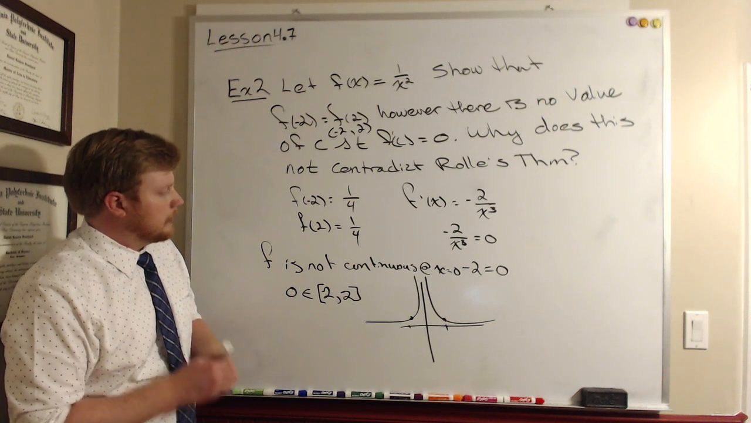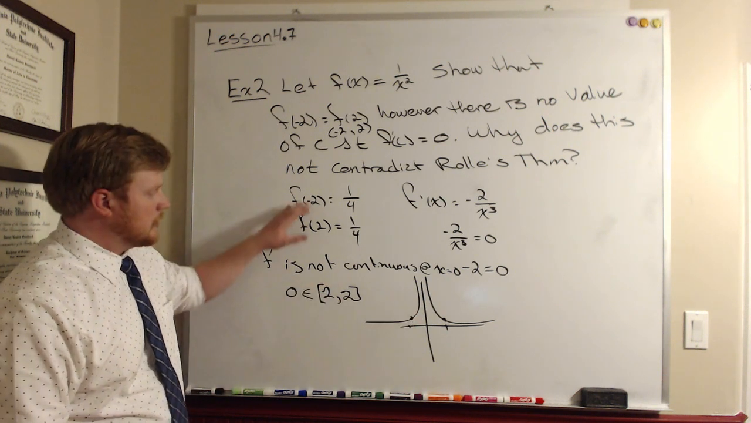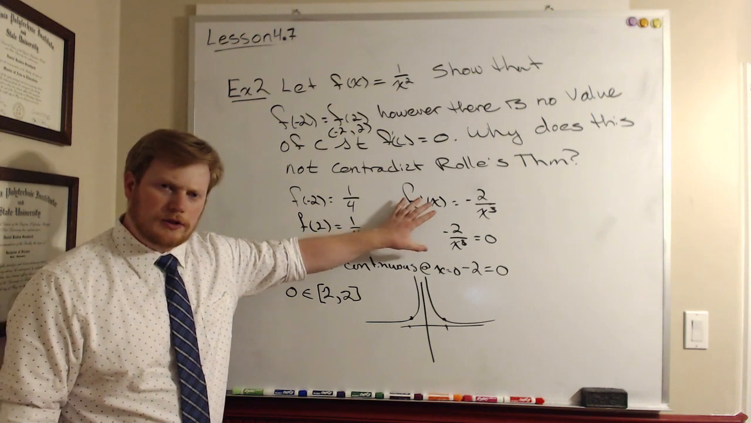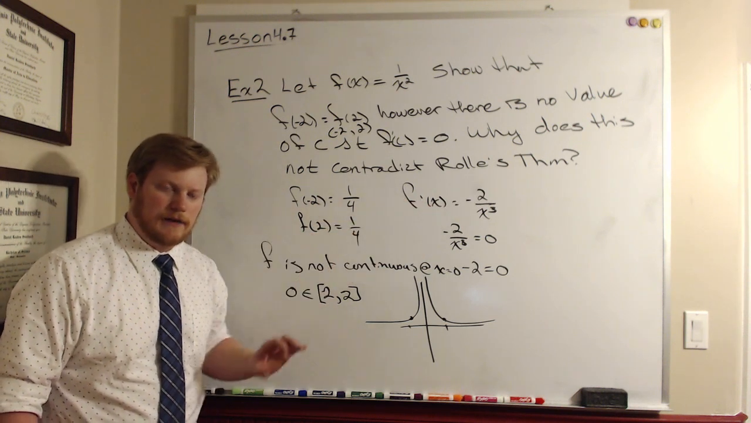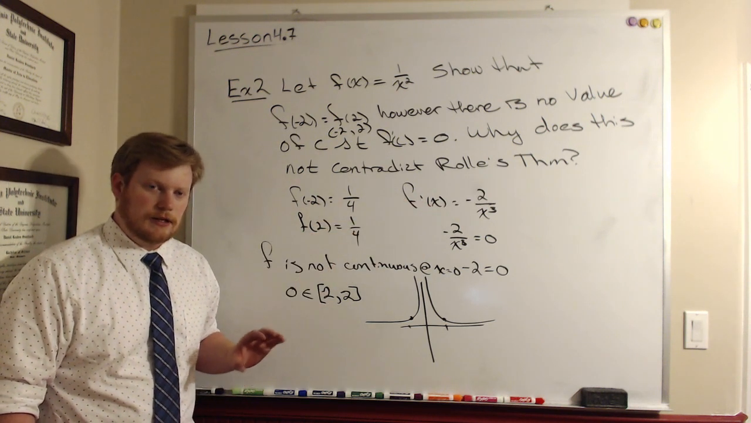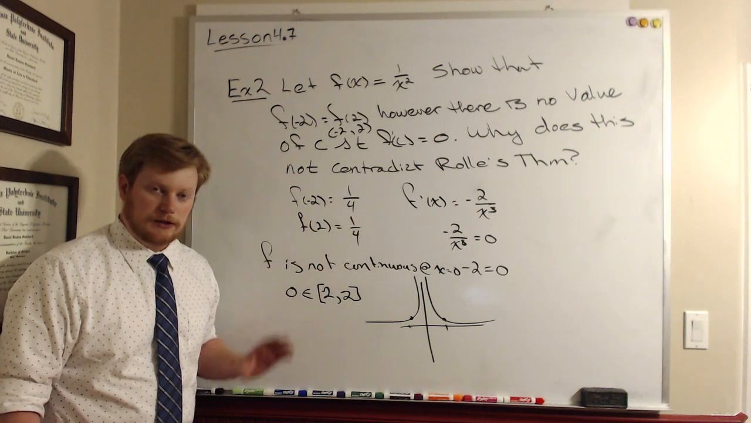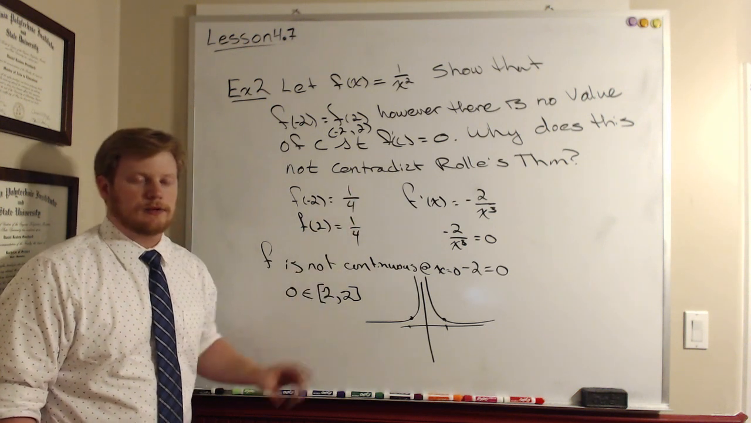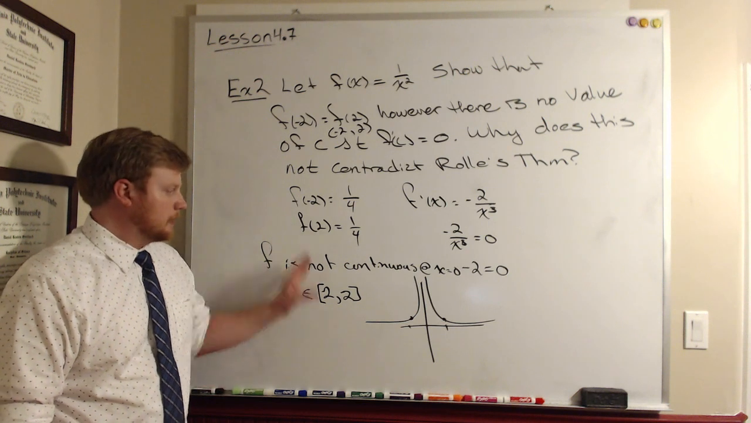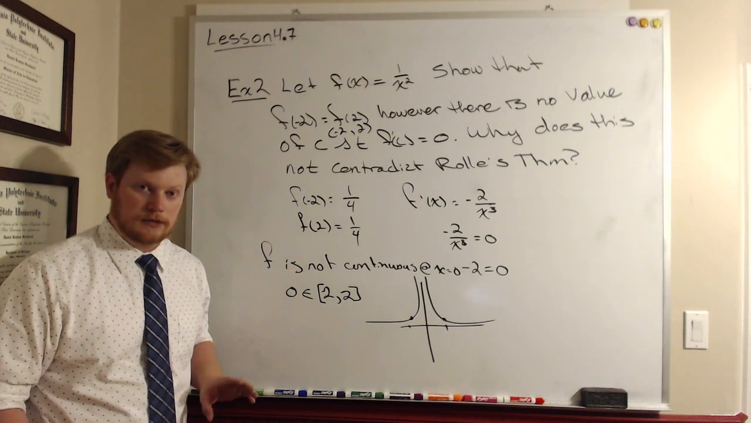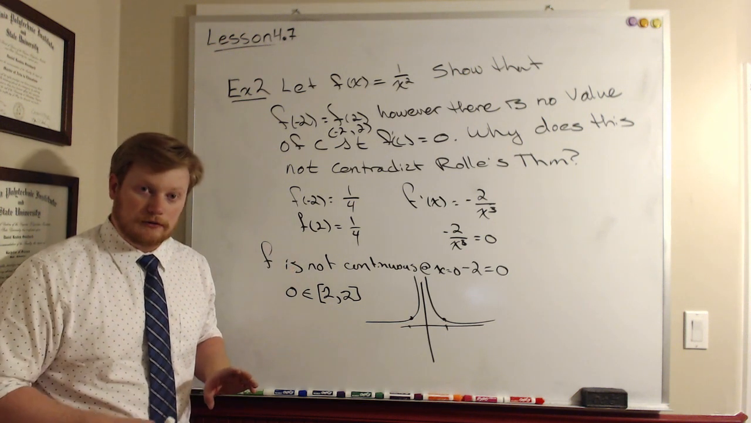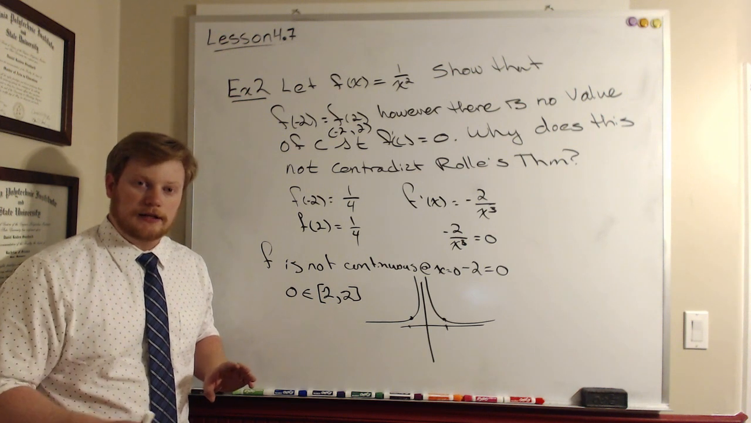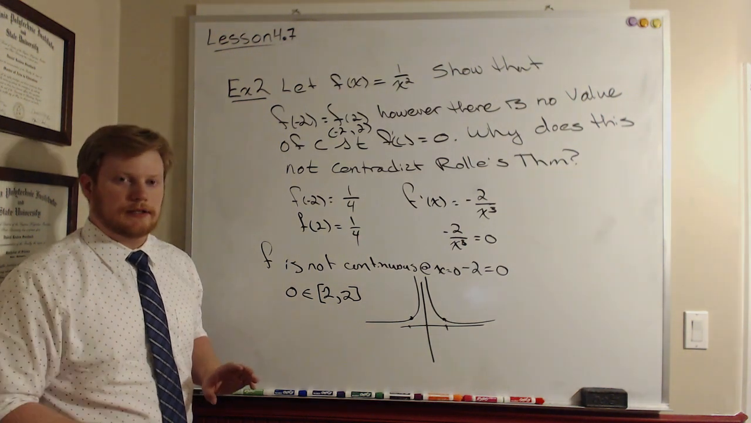So the problem here again was that we had discontinuity on the interval. Therefore, Rolle's theorem cannot guarantee that a value of c exists where the derivative of f at c is equal to 0. That cannot happen when I have discontinuity on the interval, or a lack of differentiability on the interval. I can't guarantee it. It might exist, but I can't guarantee it.